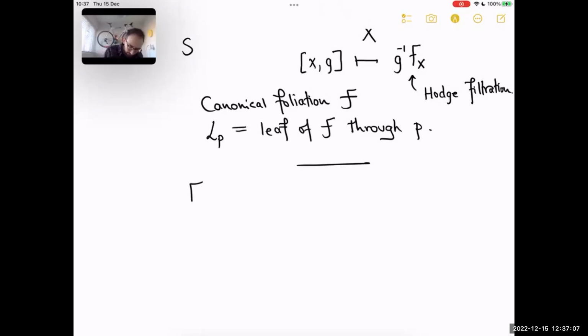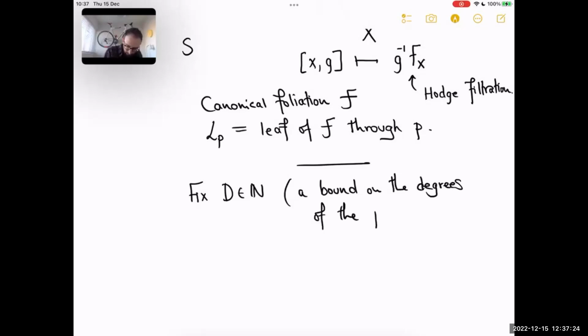So first of all, to do that, I want to just fix a number, and this should be a bound on the degrees of the pre-special subvarieties of X. Those subvarieties come in finitely many G(R) orbits, so it's trivial that there's a bound on their degrees, and it's not so important why, but I have to fix this number.